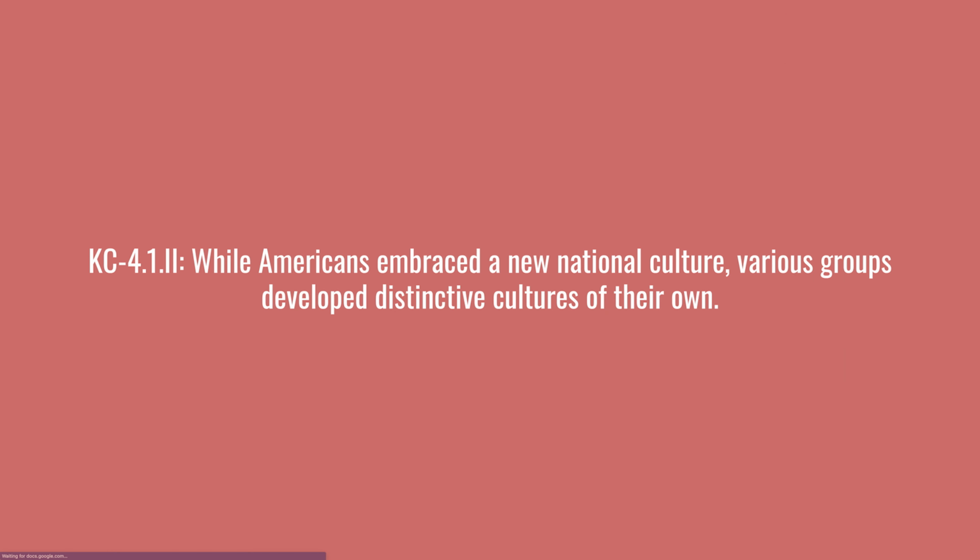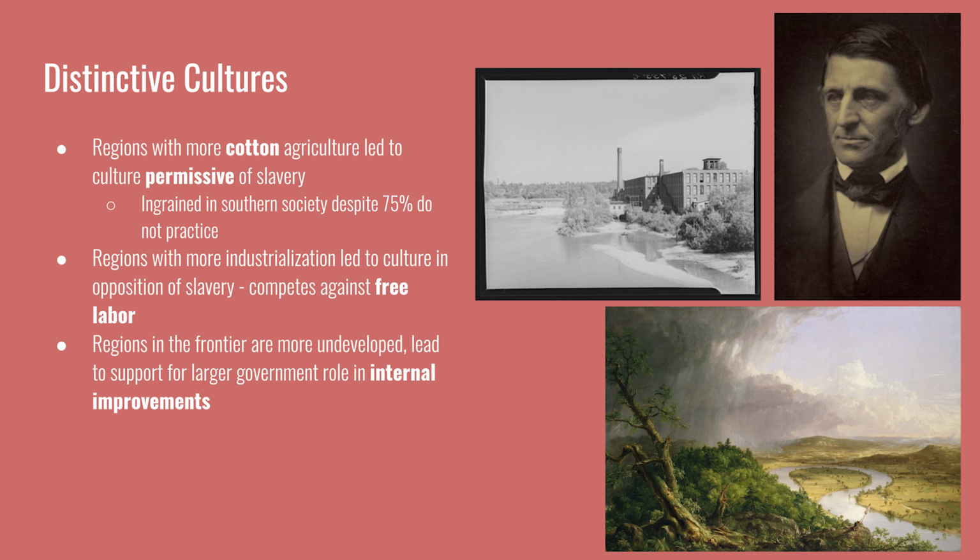The next key concept says, while Americans embraced a new national culture, various groups developed distinctive cultures of their own. The regions with more cotton agriculture in the South have a culture that was more permissive of slavery. Slavery becomes a large part of Southern identity, even though 75% of Southerners did not own enslaved people. Though they didn't enslave people themselves, those who still supported slavery wanted to get to the point where they could have enough money or a plantation large enough in which they could.